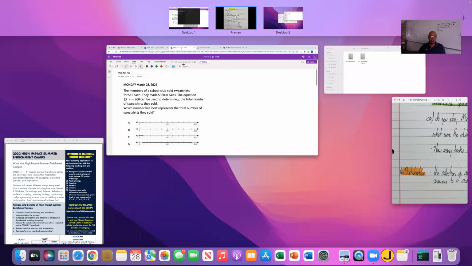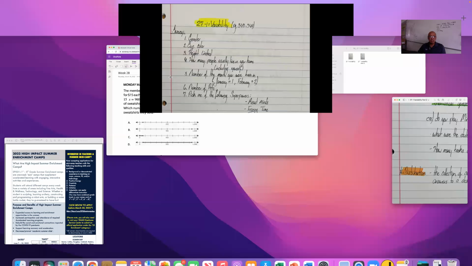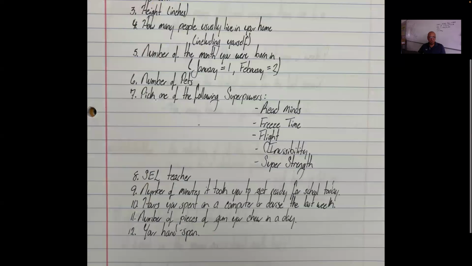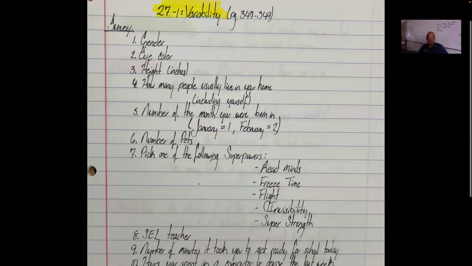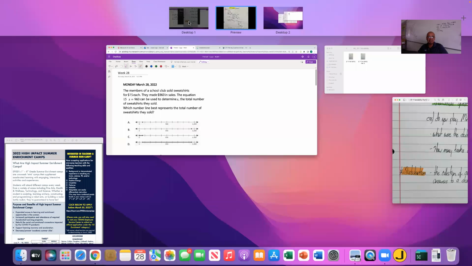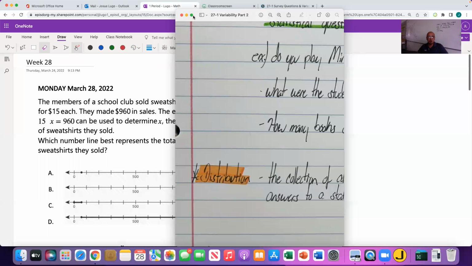Before we get started talking about variability, I want you to look at these survey questions that we have here on the first page of our notes. We have gender, eye color, height, how many people usually live in your home, etc. And the idea is that we would be asking these questions to a group of people, like a classroom, or the entire population of a school. And each one of these questions, ladies and gentlemen, represents what is known as a statistical question.